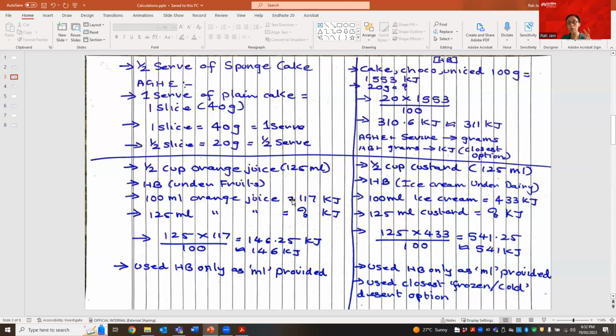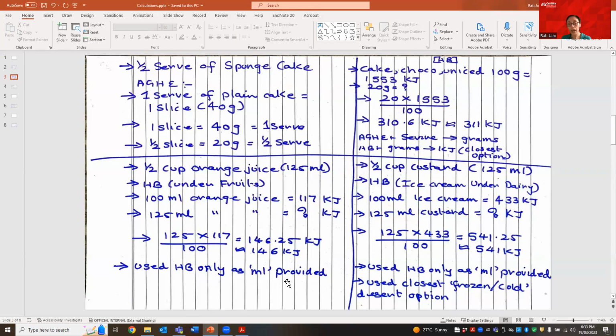All right, so 125 ml into 117 divided by 100. Okay, so what do you have? You have 146 kilojoules. As you have seen, the hint here is when something is directly provided to me in mls or in grams, my first option is to check whether there is something in the handbook which is close to my food item. If there is, I will only use the handbook, because things have been provided to me in mls or in grams, and that makes my life easier. This is another type of calculation which you could experience.